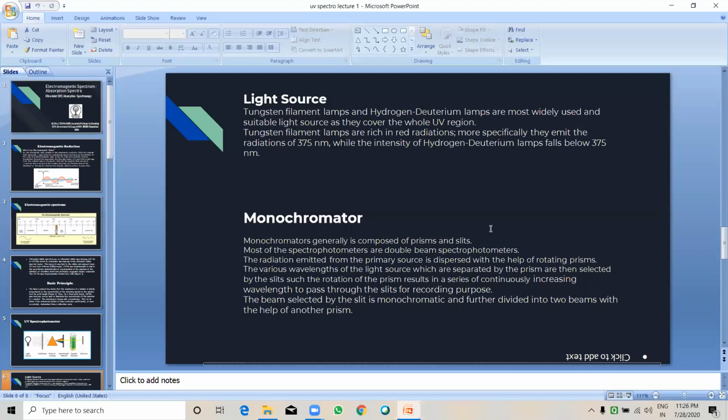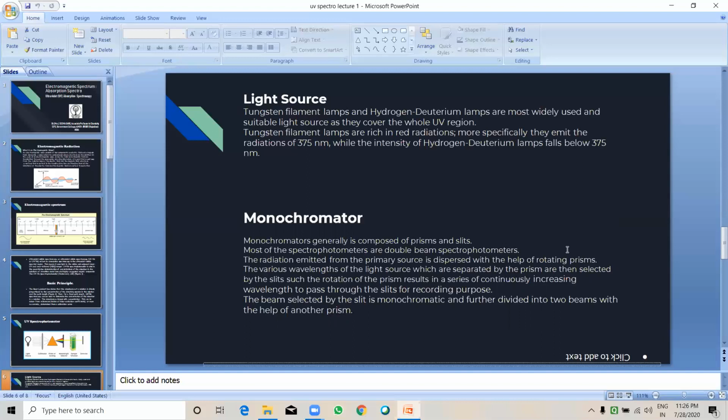More specifically, they emit the radiations of 375 nanometer, while the intensity of hydrogen deuterium lamps falls below 375 nanometer. Monochromator generally is composed of prisms and slits. Most of the spectrophotometers are double beam spectrophotometers. The radiation emitted from the primary source is dispersed with the help of rotating prisms. The various wavelengths of the light source, which are separated by the prism, are then selected by the slit.